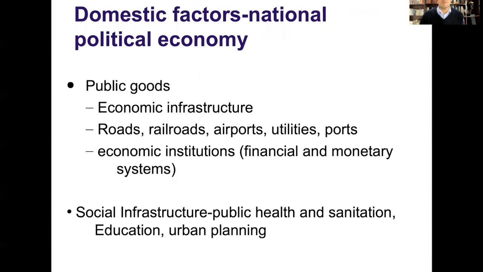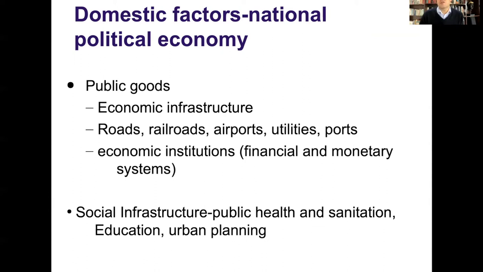When we think about domestic national factors of the national political economy, we can continue with this argument about public goods. What we mean by this especially is economic infrastructure, which enables trade, transportation, and the production and export of products produced in a specific region or country. That fits very well into our previous arguments about increased globalization, where transport becomes very important, because products are not necessarily sold where they are produced, but can be sold in completely different markets.